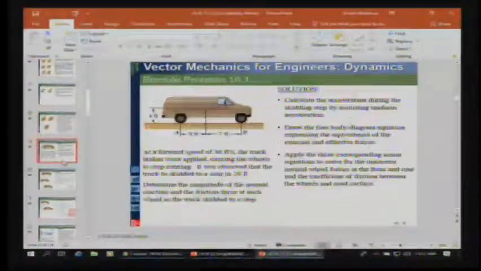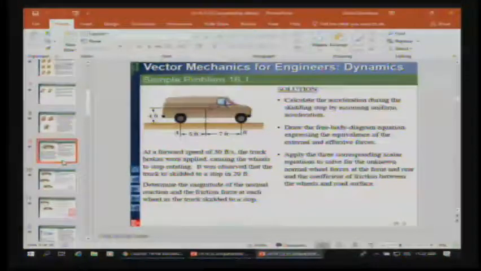I don't really want to get into that. Let's get into solving a problem, because it's a little more interesting than looking at slabs of potatoes. So let's look at this perfectly symmetrical, full-size transport van, right? So what we have here is a van that is moving with some speed, 30 feet per second. Truck brakes are applied.